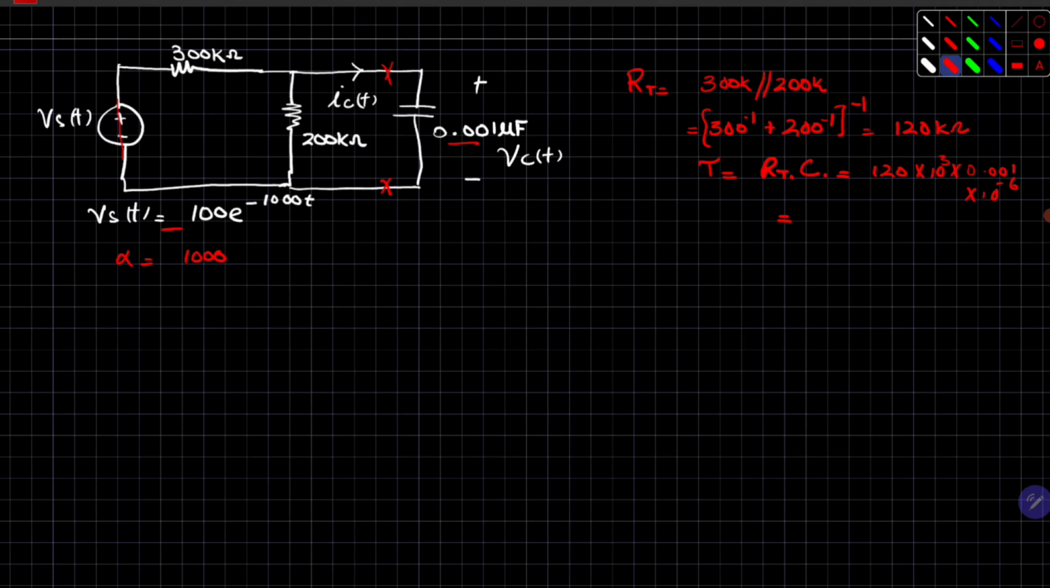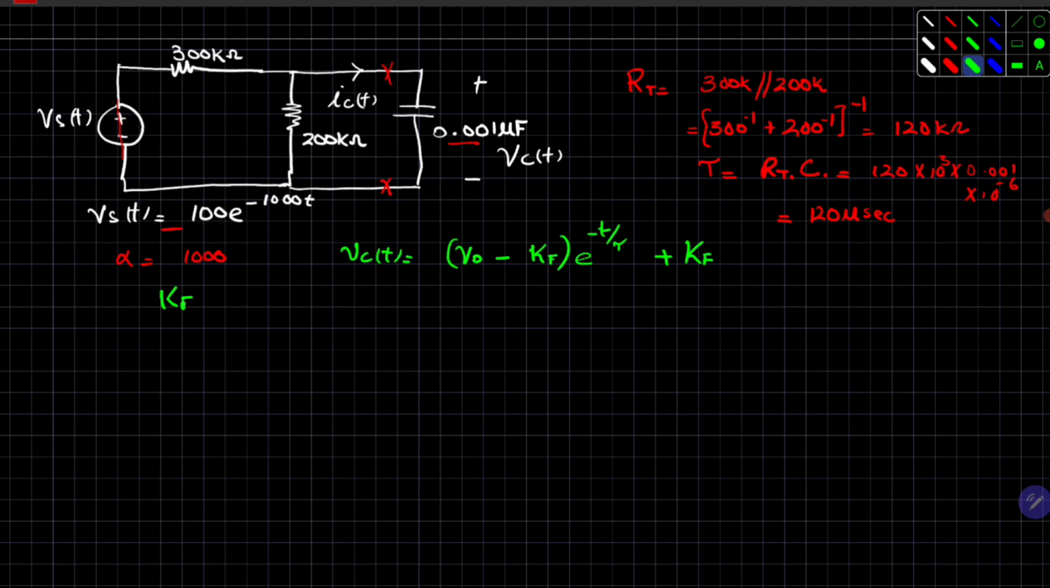So this will be equal to 120 microseconds. Now we will write our equation that you have seen in your previous lecture. Even in this lecture, your voltage across the capacitor is equal to V naught minus Kf, e raised to power minus t over tau, plus Kf. Your book says Kf, so just write Kf.